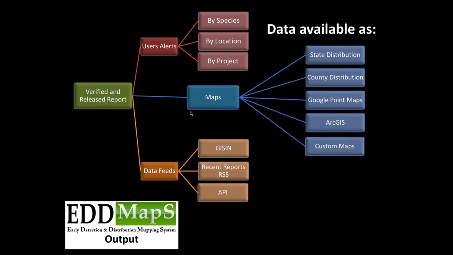So once a report is verified and released, that can generate those user alerts that I mentioned earlier that you have set up, so that you know when cogongrass, for example, is reported in the county next to you. So you know, okay, it's coming this way, we need to be on the lookout for it. It can be used to create maps of all different kinds that can be used in ArcGIS, custom maps, Google point maps, state or county level maps. Can be used for data feeds for different things and to different websites other than EDDMapS websites.